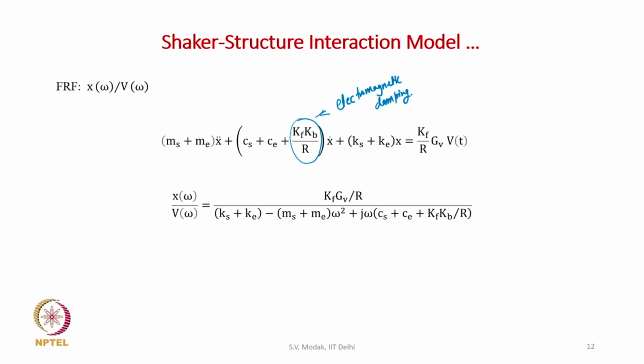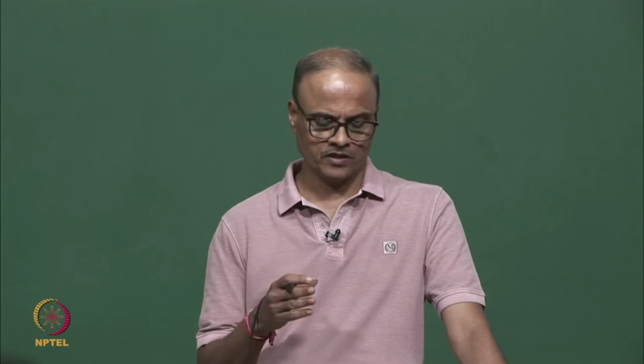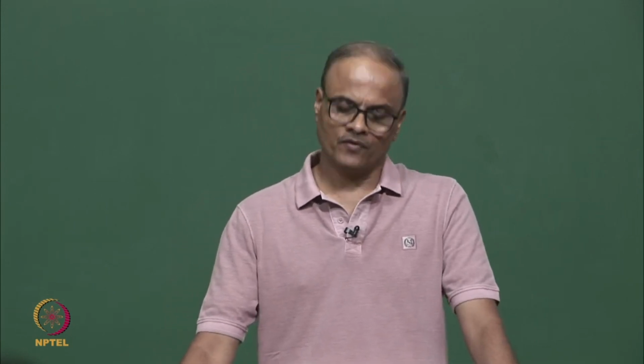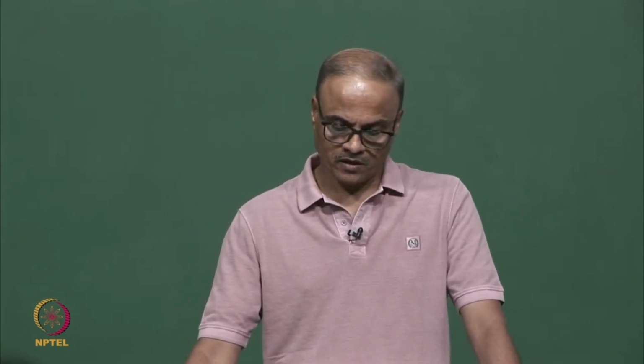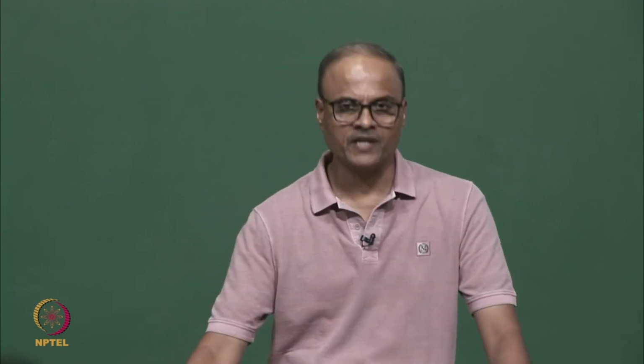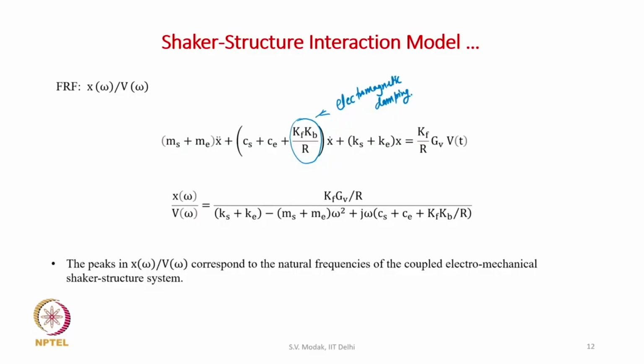What we note from here is that in the denominator of this equation we have the stiffness, mass and damping characteristics of the coupled system. So based on the denominator we can say that the peaks in this FRF, that is, the frequencies at which x upon v attains very high values, correspond to the natural frequencies of the coupled system. Therefore the peaks in x of omega correspond to the natural frequencies of the coupled electromechanical shaker structure system, because the coupled system stiffness, mass and damping properties appear in the denominator.